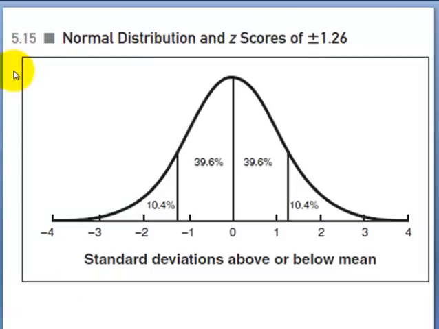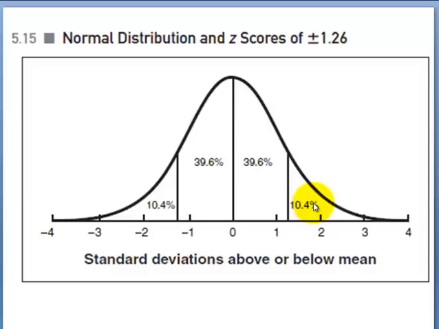Here's a visual representation of the percentages that we've been querying about. So for instance, this line is at a z-score of 1.26. In other words, it's 1.26 standard deviations above the mean. And here is the visual representation of the 10.4% of cases in the normal distribution that have z-scores greater than 1.26.